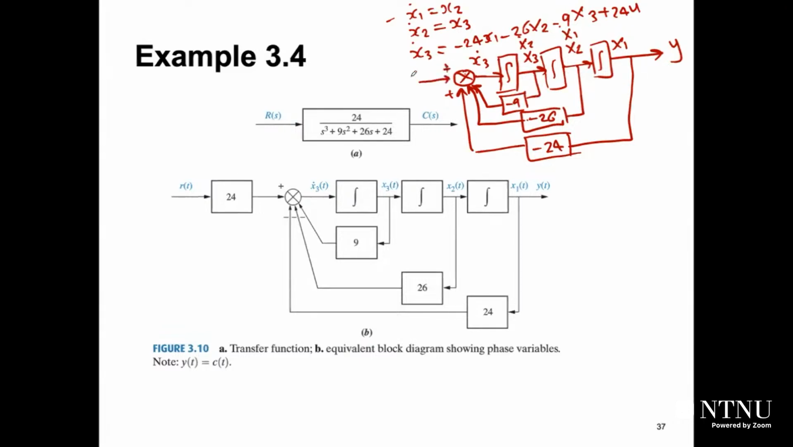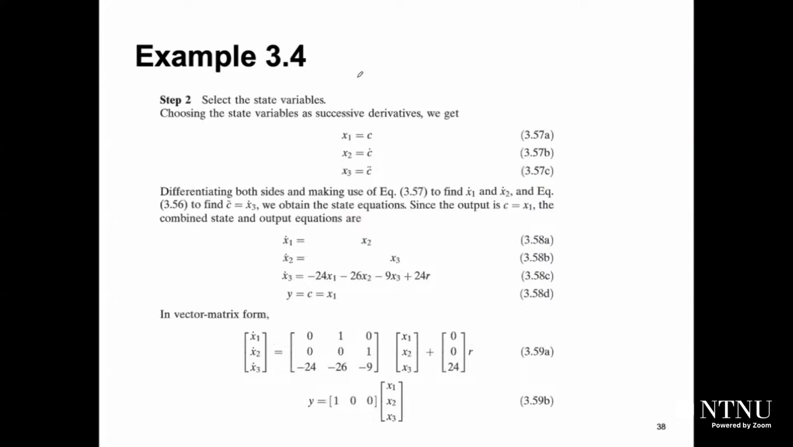Remember this one will be plus. This one will be again 24, and the input to this one will be u of t or r of t, right? So it will be like this. With this, we call it the block diagram of your system. In some problems, it's important to plot this block diagram showing your phase variables. So in this example, we just solved it already, and we got the state equations, as you can see here.